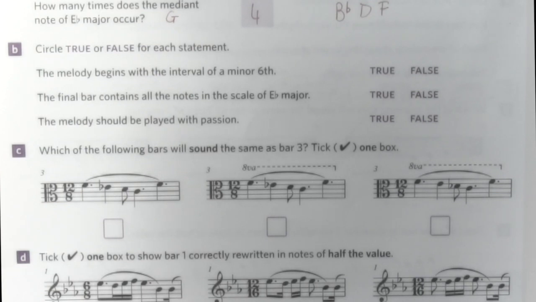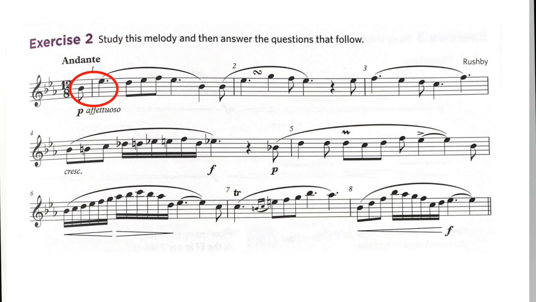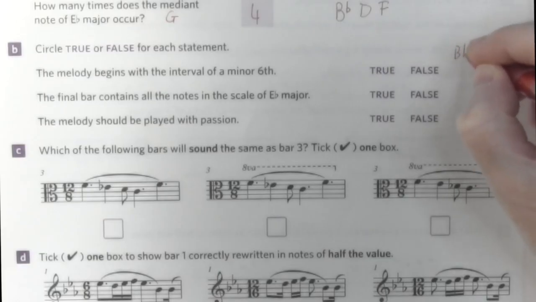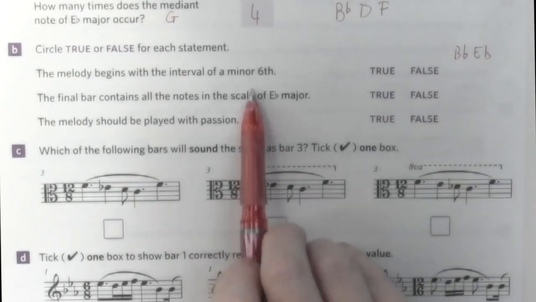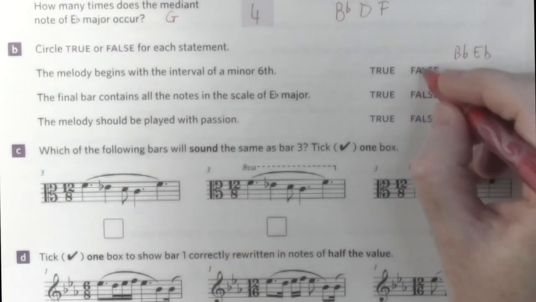We need to circle true or false for each of the statements. The melody starts with the interval of a minor 6th. If we think of the interval here, B flat, E flat, okay, so C flat, Mi flat. That is a 4th, first of all, so it can't be a 6th, so this is false.